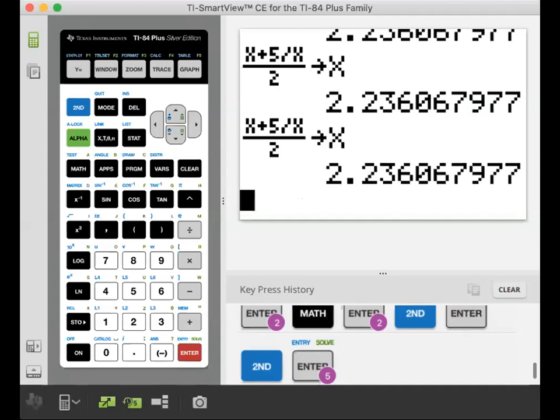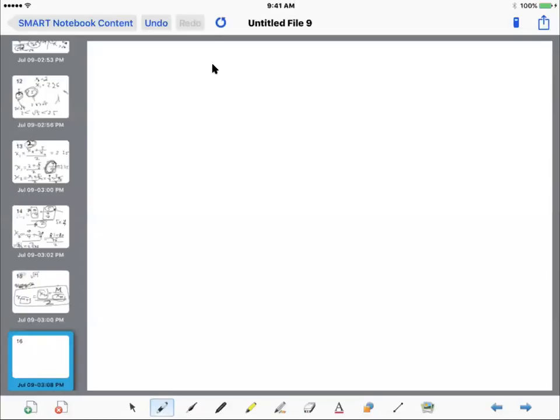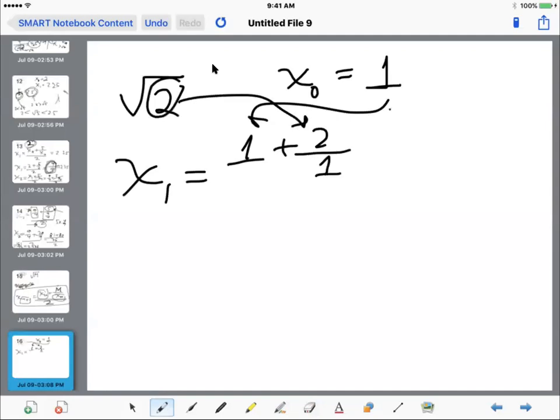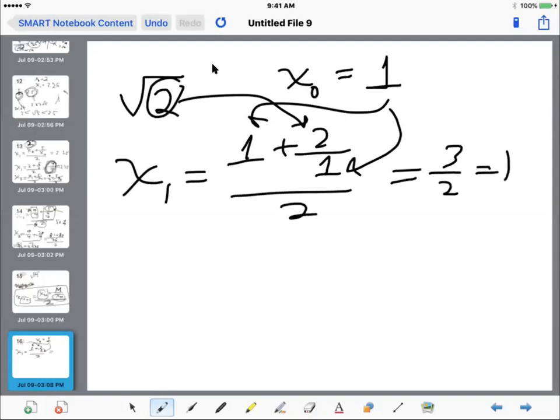I will come back to the iPad. So what's a good starting guess for the square root of 2? It could be anything, but I like to pick 1 for this because 1 squared is less than 2, but 2 squared is bigger than 2. So then we say x1 is x0, which came from here, plus 2, which came from here, over x0, which also came from there, over 2. It becomes 3 over 2, which is 1.5.